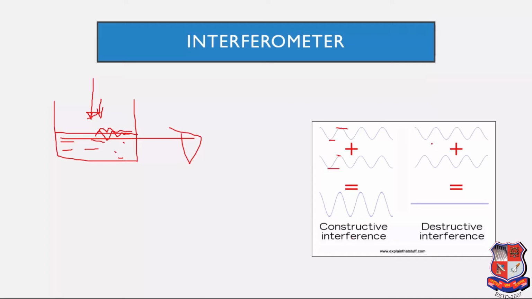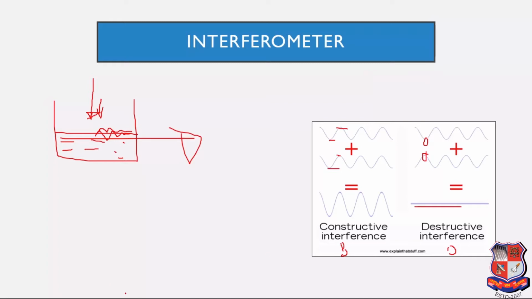Similarly, in the second case, when one wave has a valley and the second has a peak, what will happen? At that time it has a destructive interference and becomes a straight line. This interference, given in the form of visualization, gives bright fringes, and in the same way it gives dark fringes on the visualization display. So this is the basic principle behind the interferometer.